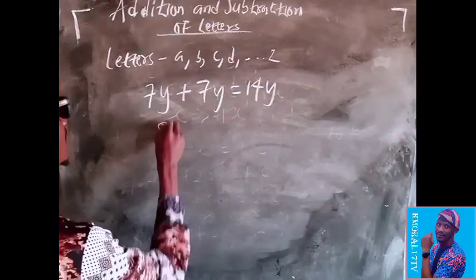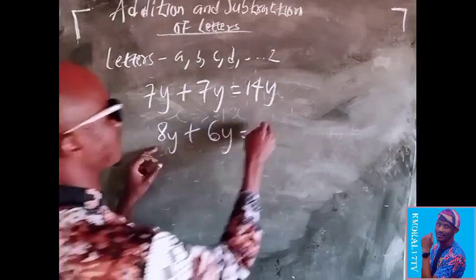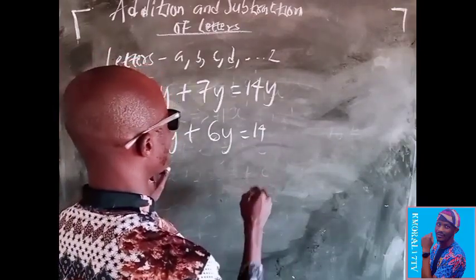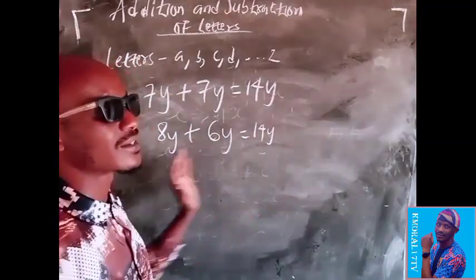Or you say 8y plus 6y. It's going to give you 8 plus 6 is 14. You get that? It will be y. You get that? That's what they mean by letters, adding letters.